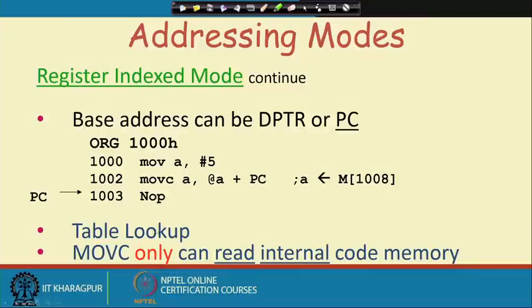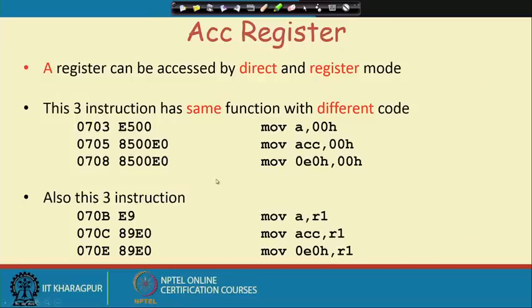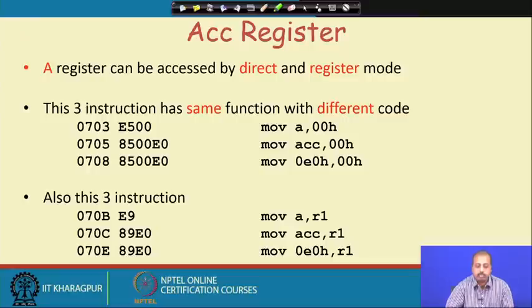So, this MOVC instruction can read internal code memory, and that way it can get the value from there. Then the A register can be accessed by direct and register mode. So both direct and register mode can be used.